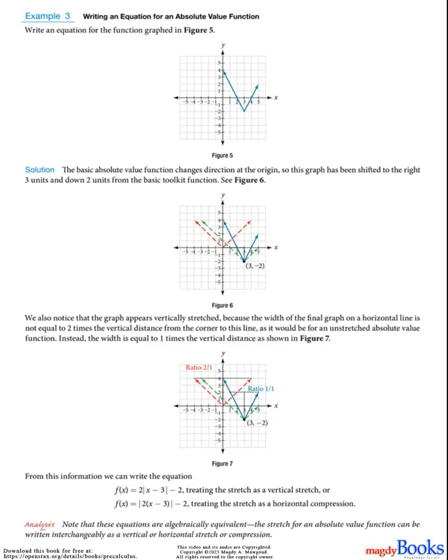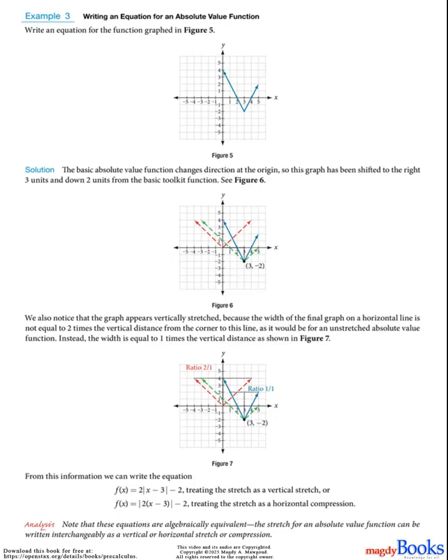We also notice that the graph appears vertically stretched, because the width of the final graph on a horizontal line is not equal to 2 times the vertical distance from the corner to this line, as it would be for an unstretched absolute value function. Instead, the width is equal to 1 times the vertical distance, as shown in Figure 7. Ratio 2 over 1. Ratio 1 over 1.